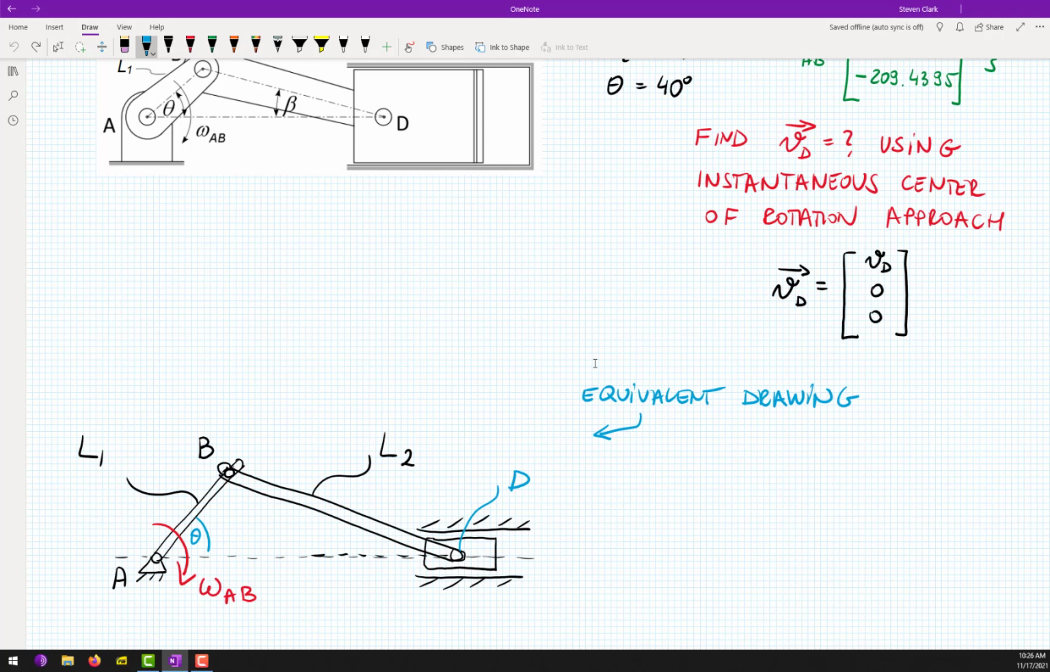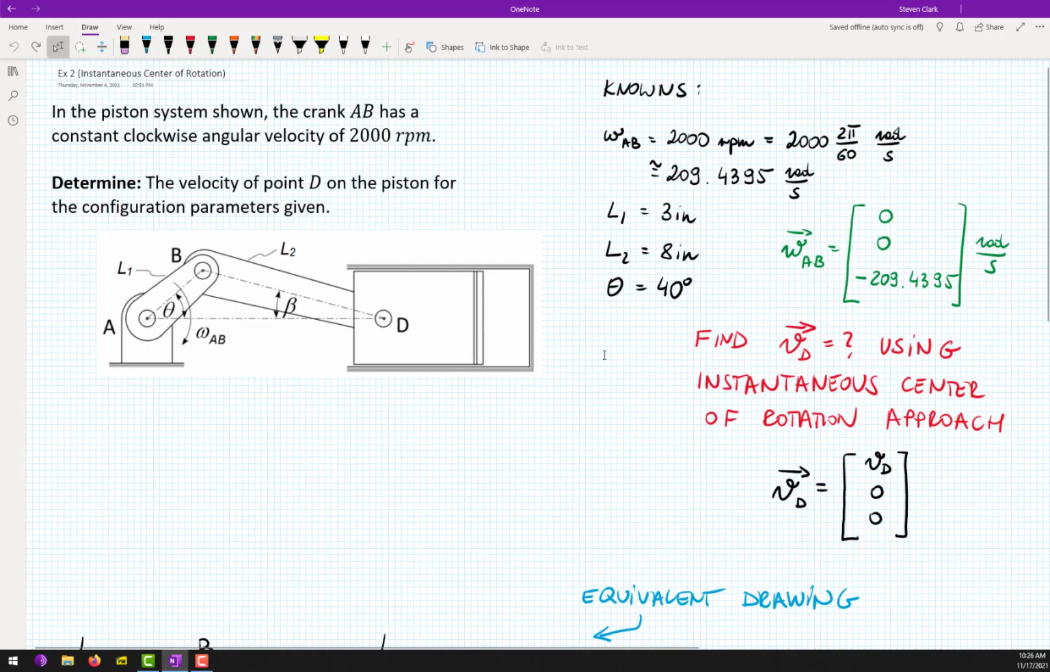We know omega of this body. We know omega AB. It is equal to 2000 RPMs. We know the geometry, and they ask us to find the velocity of point D.